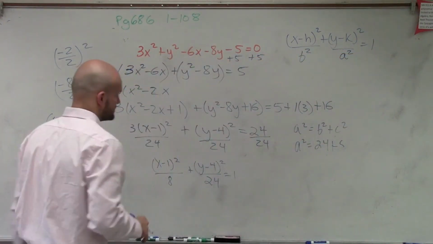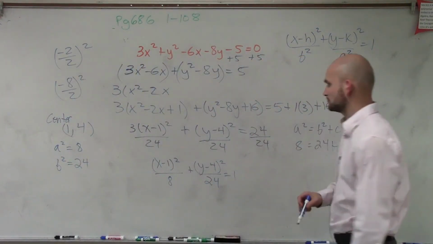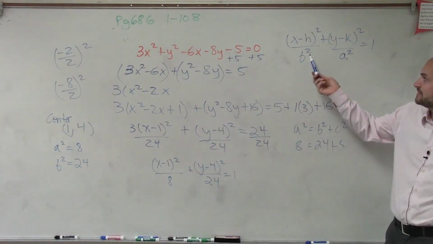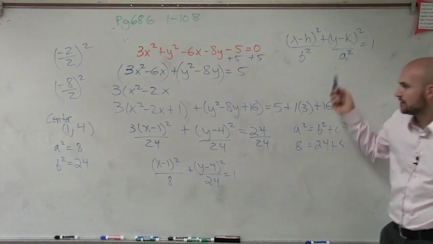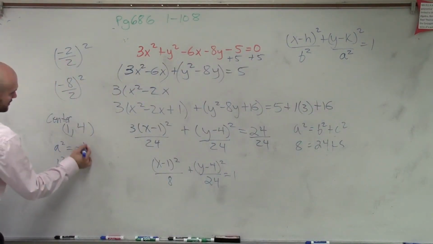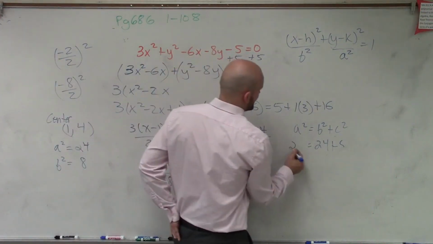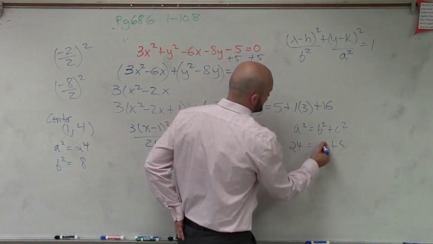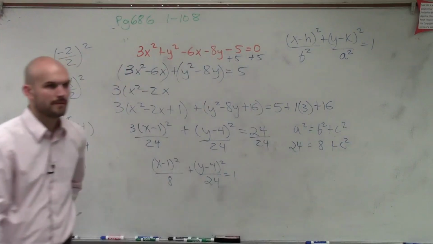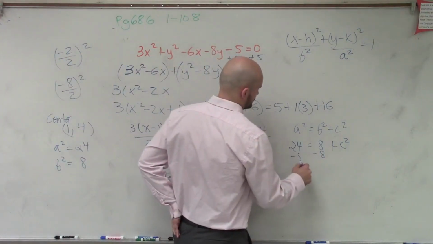Why is it that b is 24? B squared is 24, you said a squared is 300. Remember, the formula is b squared over a squared. Oh, I'm sorry. You're right. OK, thank you. A squared is 24, right? B squared is 8. Thank you. I messed that up. Oh my gosh. So you have 24, and that is your 8, plus your c squared. Yes? Then we subtract 8.